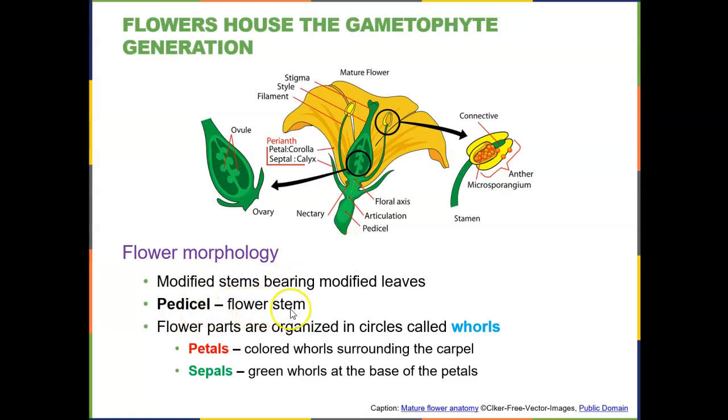So the pedicel is the flower stem, and then there are a number of circular parts called whorls. The colored whorls around the female and male anatomy are called the petals, and they are usually colored. And the part which initially encases the flower bud and is usually found below the petals are called the sepals. So these are often green whorls, but might be a brownish color as the color may fade, and we find those at the base of the petals.